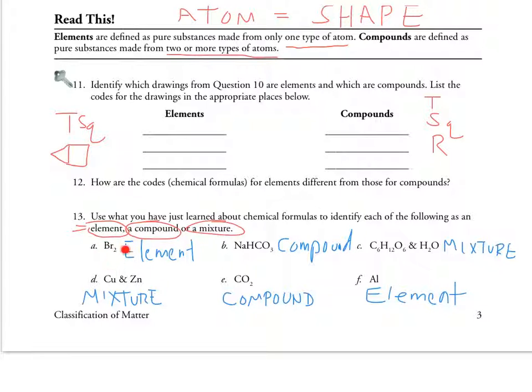Here, we just have the element bromine. For compounds, many different types of atoms together. Sodium, hydrogen, carbon, oxygen. Many together, a compound. If we have many compounds together, we're going to call it a mixture.